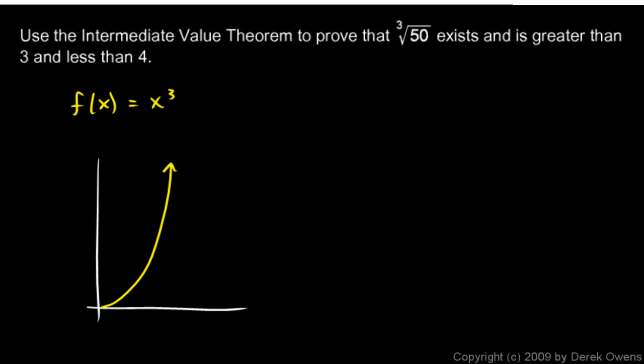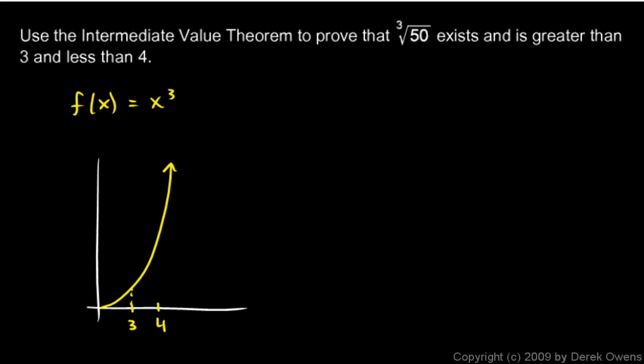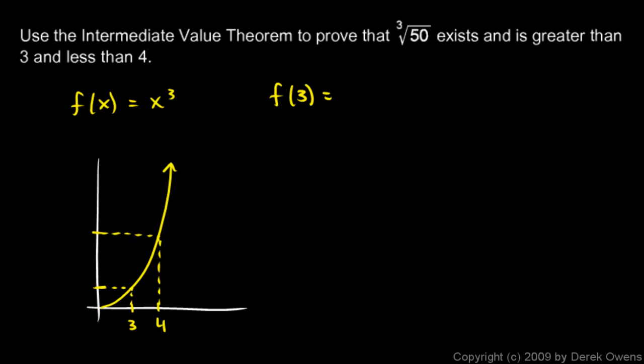So on the graph, if I find an x value of 3 and an x value of 4, these would correspond to f of 3 and f of 4. And I can compute those. If f of x is x cubed, then f of 3 is 3 cubed, which is 27. And f of 4 is 4 cubed, which is 64. So that's these numbers over here, my y values, 27 and 64.